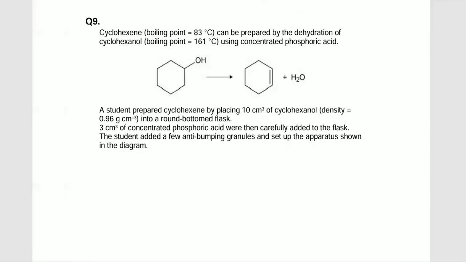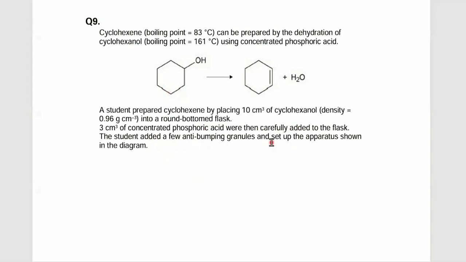Okay, let's zoom in a little here. Question 9. Cyclohexene has a boiling point of 83 degrees and can be prepared by the dehydration of cyclohexanol, boiling point 161 degrees, using concentrated phosphoric acid. Here we can see the reaction of cyclohexanol being turned into cyclohexene with the removal of water. A student prepared cyclohexene by placing 10 cm³ of cyclohexanol, of density 0.96 g/cm³, in a round bottom flask. 3 cm³ of concentrated phosphoric acid were then carefully added to the flask.